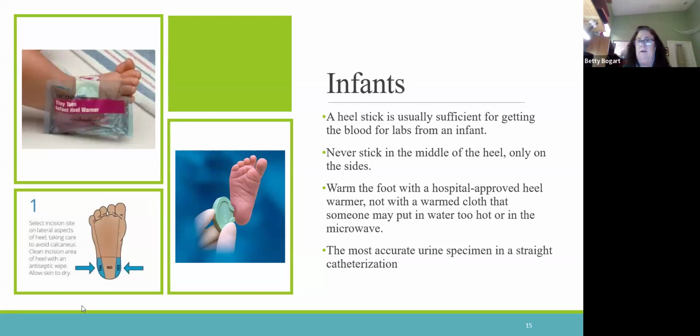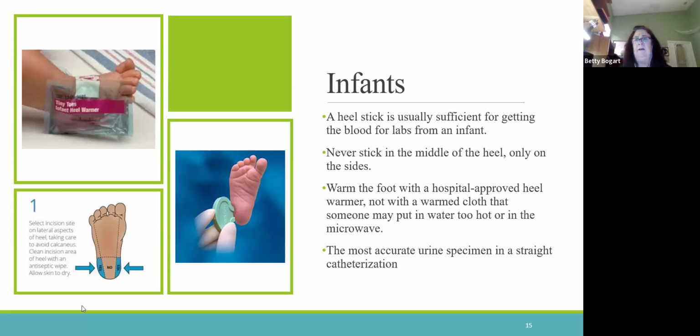Well, number one, get a hospital approved heel warmer, put it on the heel, and then wait. You're never going to put anything in a microwave or under hot water and put it on the infant. It must be temperature controlled, which is the hospital approved heel warmer, okay?